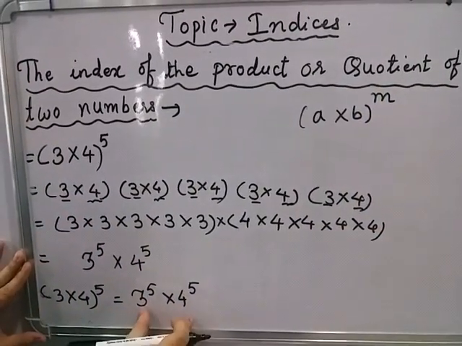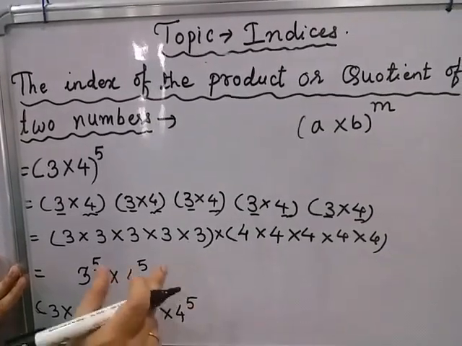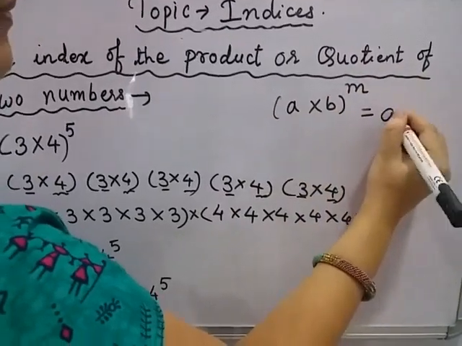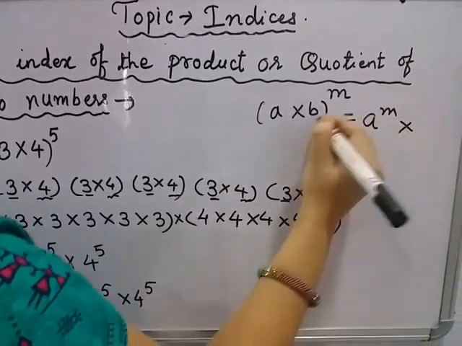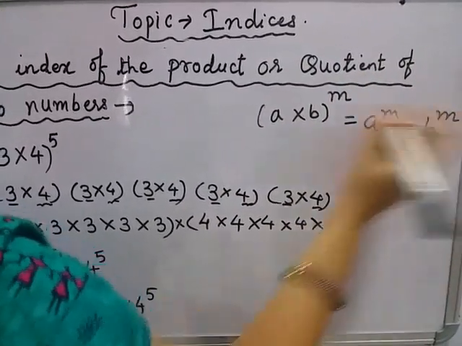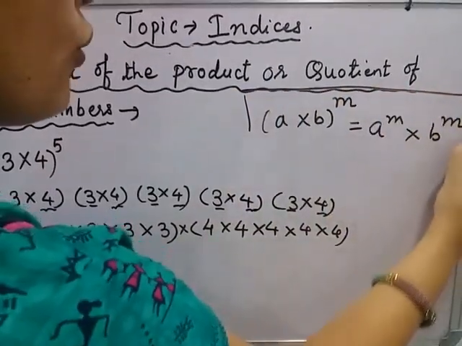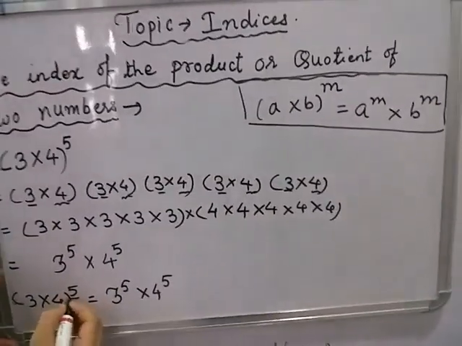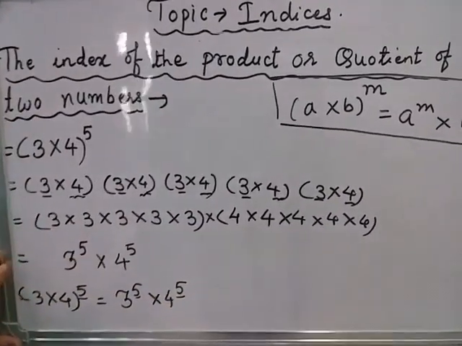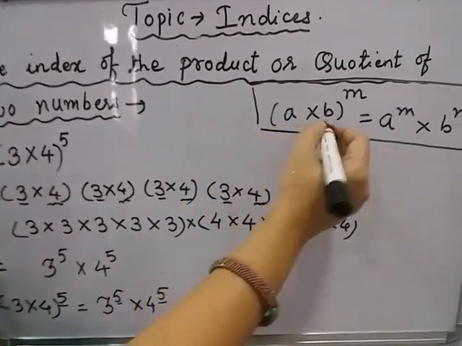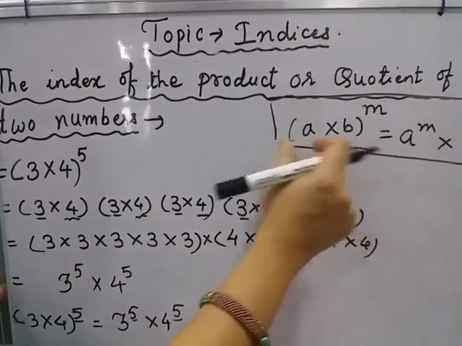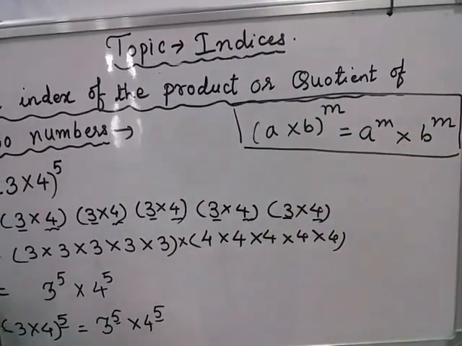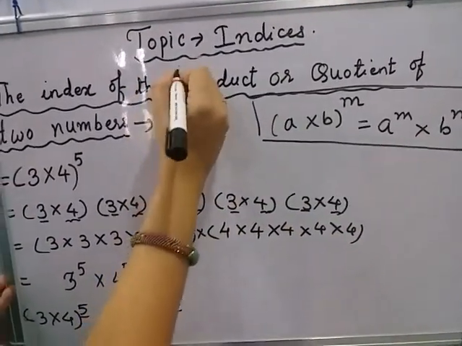So what is the answer we'll get? If you observe, here the bases are different but the index is the same. So we are going to get the answer A raised to M multiplied by B raised to M. So here we will get the next law of indices. Student, I hope you understand. Just compare the index. The index is the same but the bases are different. So accordingly, A into B raised to M is equal to A raised to M into B raised to M. So this is for the product.